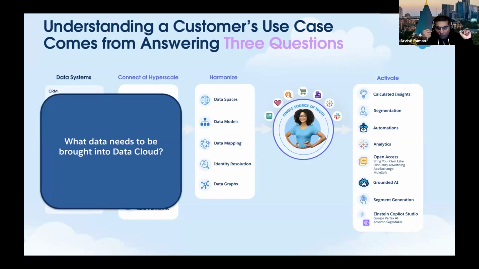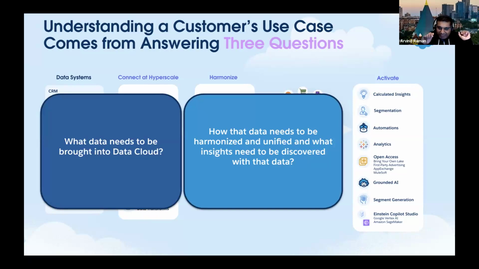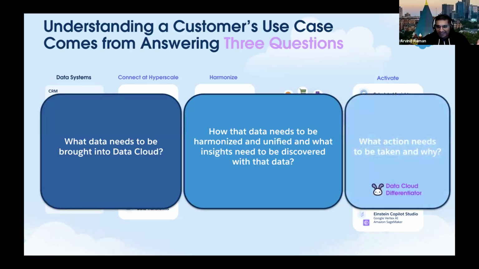One is what data needs to be brought into Data Cloud? How does the data need to be harmonized and unified, as well as what insights do I need to discover with the data? And then last but not the least, what actions do I need to take and why? So I think if you always keep those as the three guiding posts, it'll help you in terms of how to implement it, and how to use it to drive value, be it for your customer or in your own internal use as well.